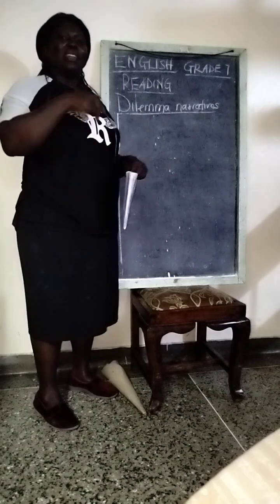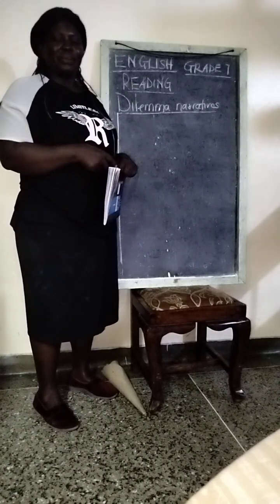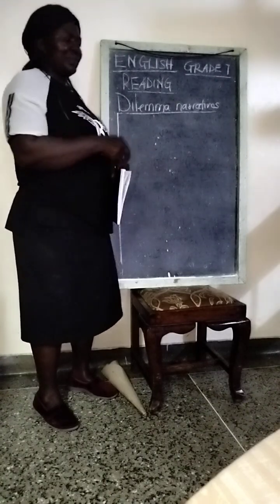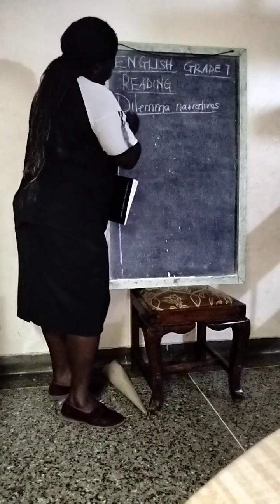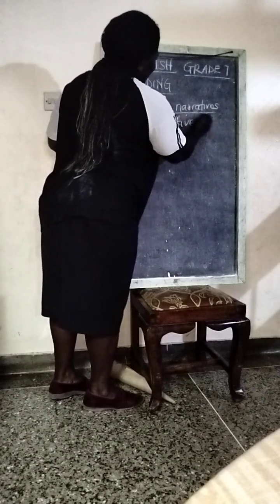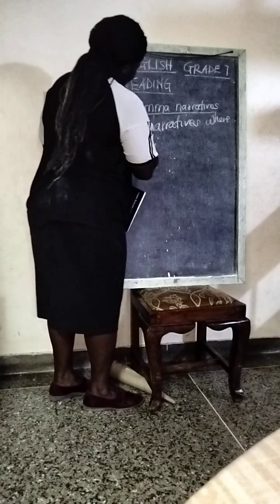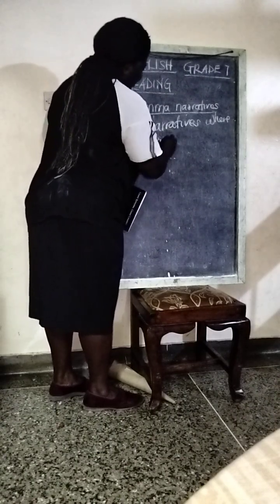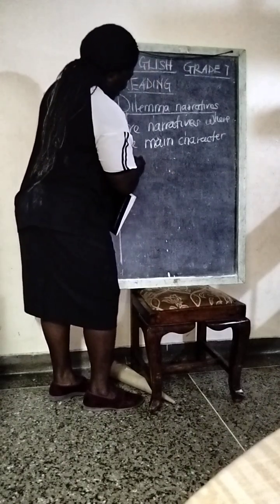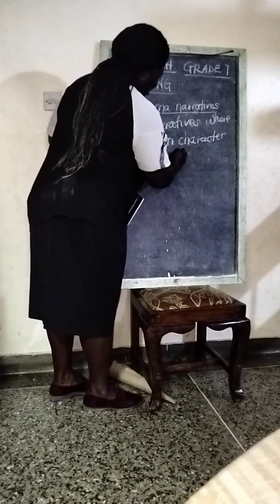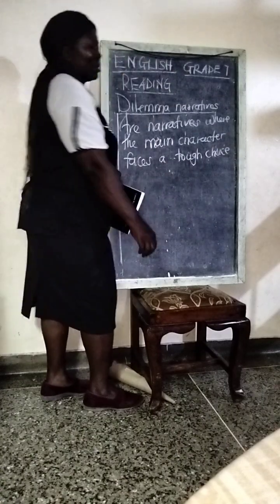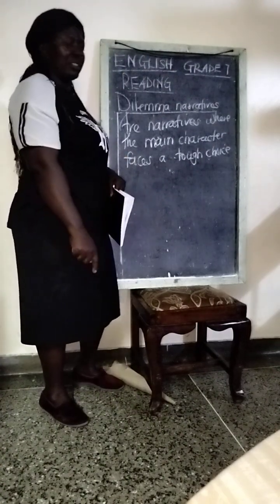Dilemma narratives: a narrative that leaves the main character with choices to make. Now, let us find what a dilemma narrative is. These are narratives where the main character faces a tough choice, or a narrative where the main character has to make a tough choice.